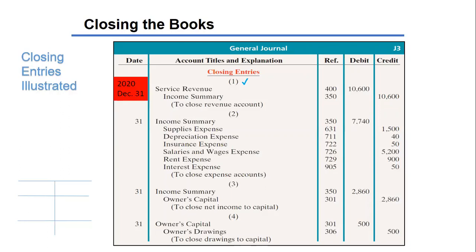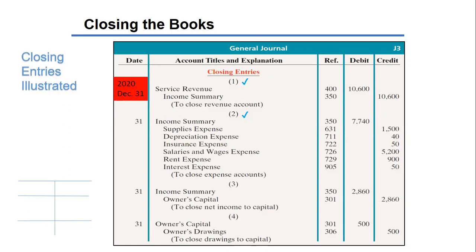We move to the second step. The second step is to close the expenses. We know also that the normal balance of an expense is debit. So we have to set it as credit, and we also have to create the income summary. This is why we have 7,740 debit in the income summary and all the expenses in the credit.